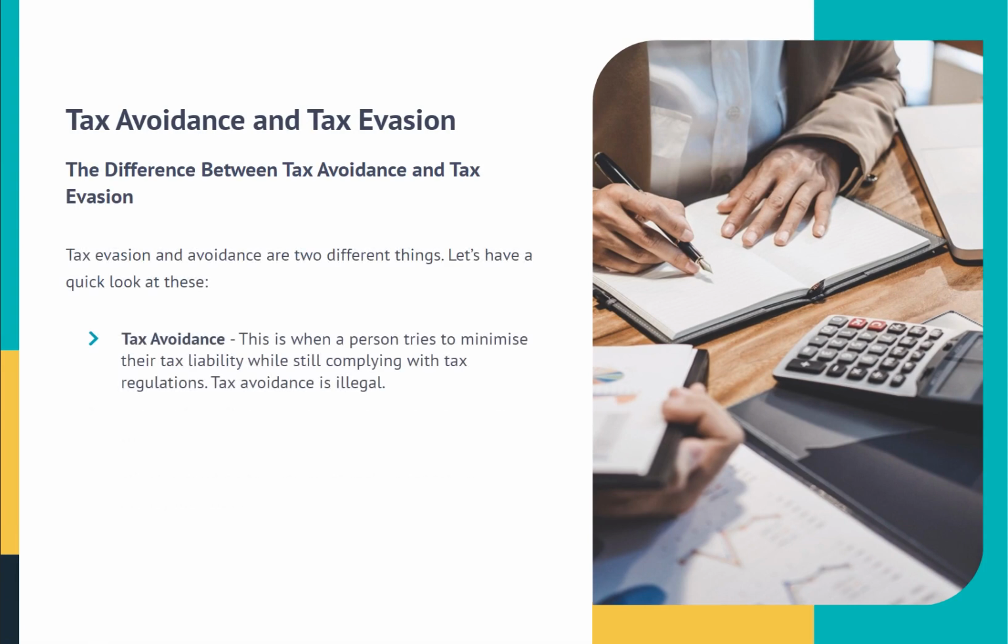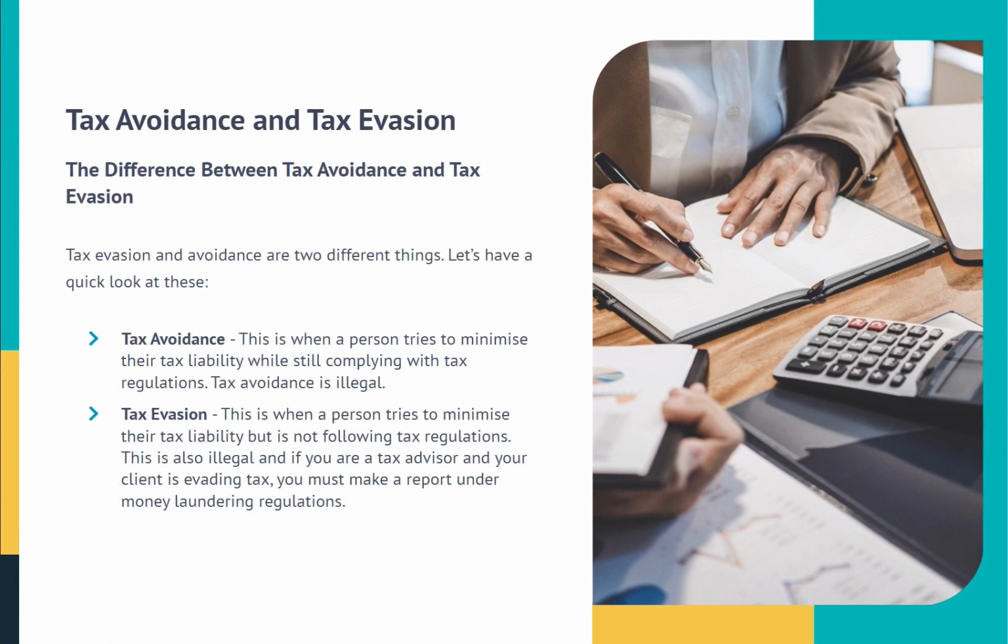Tax avoidance and tax evasion. The difference between tax avoidance and tax evasion. Tax evasion and avoidance are two different things. Let's have a quick look at these. Tax avoidance. This is when a person tries to minimize their tax liability while still complying with tax regulations. Tax avoidance is legal. Tax evasion. This is when a person tries to minimize their tax liability but is not following tax regulations.